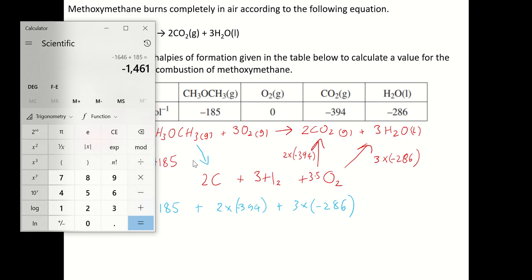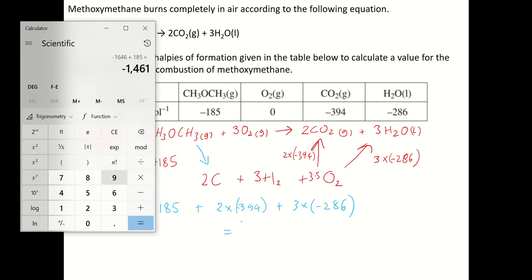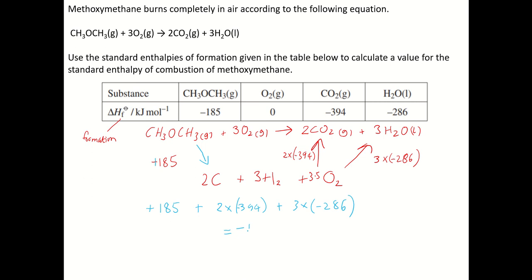So let's have a look at this. We have minus 394 multiplied by 2, which equals minus 788 plus, let's open brackets, minus 286 multiplied by 3 and close the bracket, equals, then we need to add the positive 185, and this equals minus 1461, and the units will be kilojoules per mole. As you can see, it's negative, so it's exothermic.